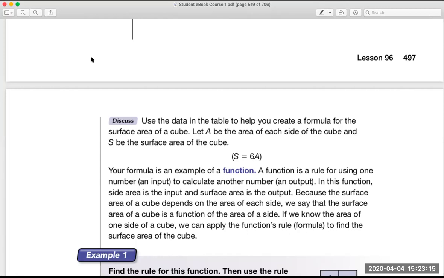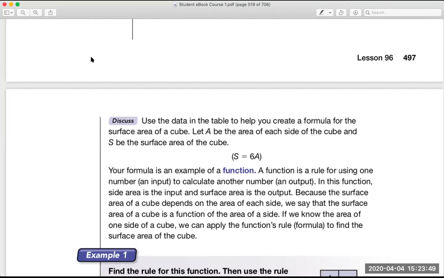A function is a rule for using one number, which is an input, like we've got in this case 6, to calculate another number, an output. So in this function, side area is the input and the surface area is the output. Because the surface area of a cube depends on the area of each side, we say that the surface area of a cube is a function of the area of a side.